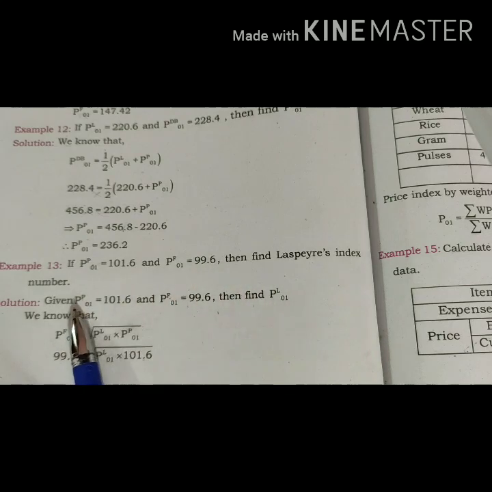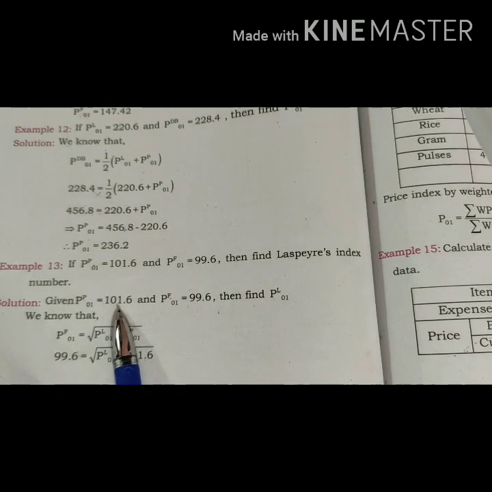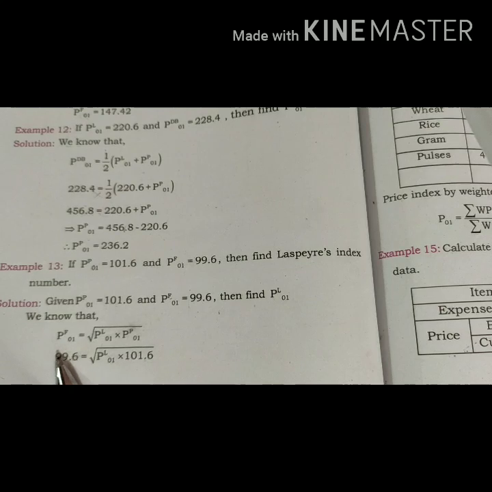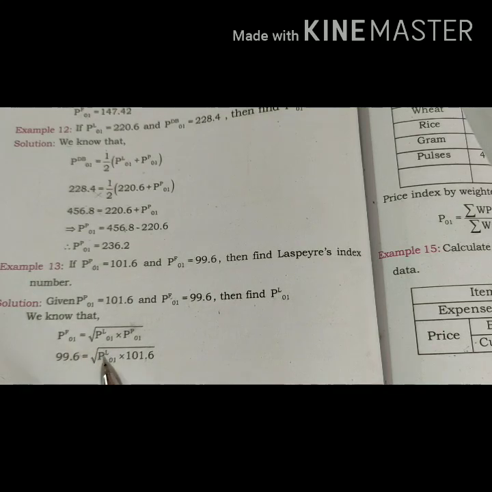So given that, first write the given data. Paasche's price index is 101.6. Fisher's price index is 99.6. Apply the formula. We know that Fisher's price index is equal to the square root of Laspeyres' price index into Paasche's price index. So substitute it. You will get 99.6 equals square root of Laspeyres' price index into Paasche's price index.